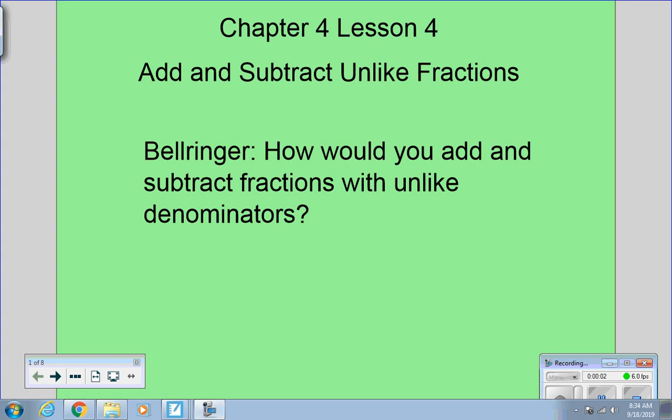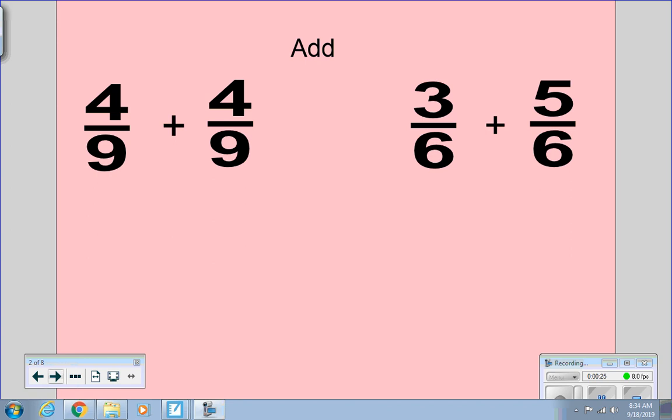Okay, so chapter 4, lesson 4, this is adding and subtracting unlike fractions. So, the only thing that's going to be different today is that you have to change the denominator. That's the only thing that's different. And we kind of have some background on that already because we had to do that for comparing different fractions. So, let's just add these together just to make sure we're on the same page, just to make sure we remember how to do yesterday's.